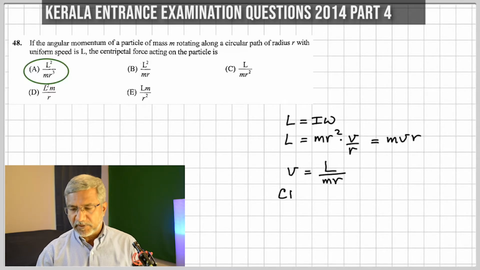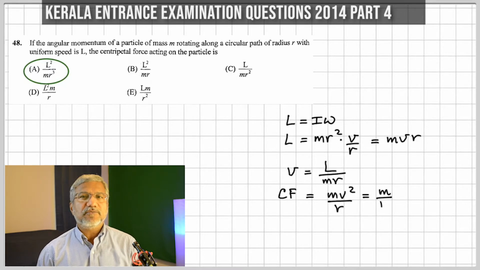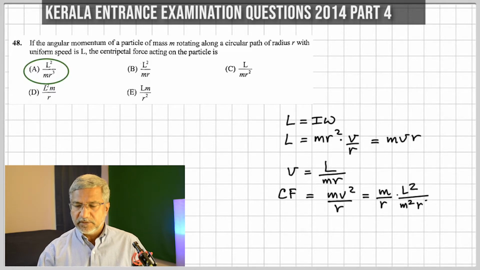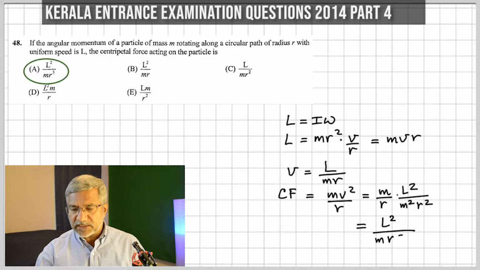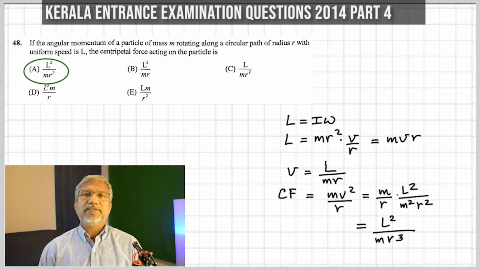Now we can find the centripetal force. The centripetal force is mass times velocity squared by radius. And we are going to substitute for velocity. But there is a square, so we have to square all the terms. That's why I've squared all of these three terms, because it's velocity squared. Now simplify, you will see r and r squared combining to become r cubed in the denominator, and mass and mass squared will leave you with a mass in the denominator. So that is the centripetal force, L squared by mr cubed.